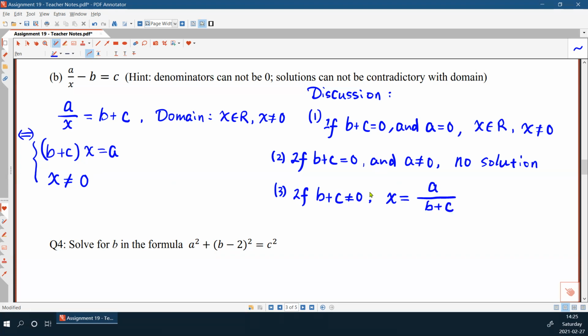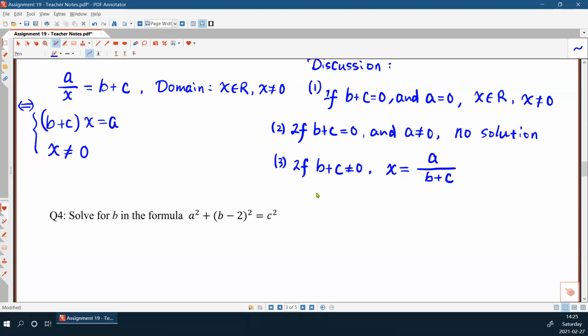Are we finished? It seems we are, but remember that x could not be 0, right? Because x is a denominator, so x could not be 0. So under this circumstance, we need to discuss if x here is 0 or not. So 3.1, if a is 0, so what will happen? If a is 0, x is 0, but it is contradictory with the domain, right? So under this circumstance, there is no solution.